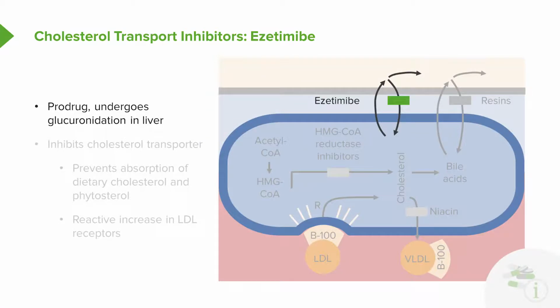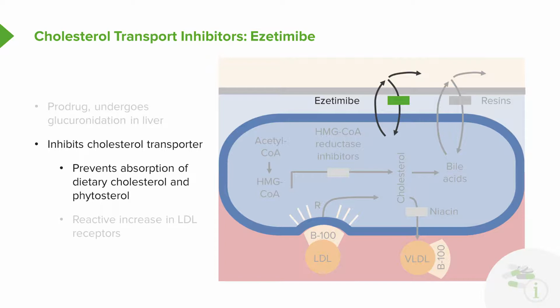Let's move on to ezetimibe. Ezetimibe is a prodrug, and it undergoes glucuronidation in the liver to become active. It inhibits the cholesterol transporter. It prevents absorption of dietary cholesterol into the hepatocyte. There is a reactive increase in the LDL receptors, which also helps reduce the cholesterol.